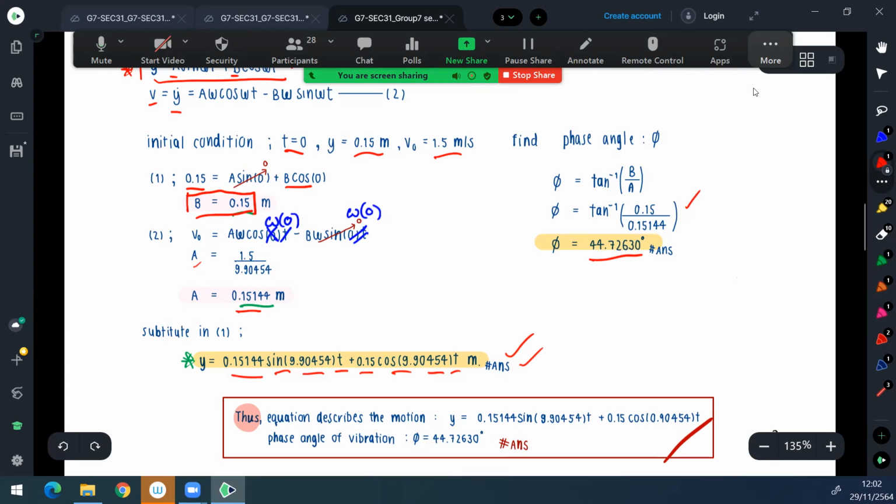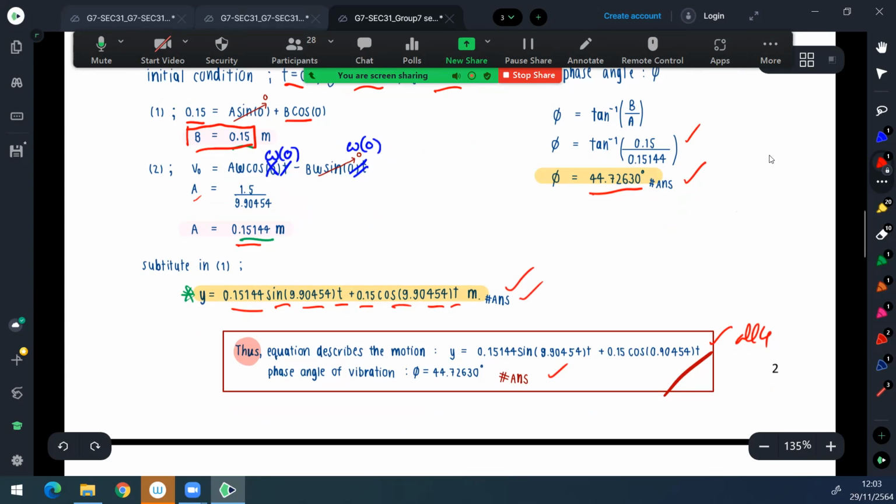At this stage, you can answer this in degrees: 44.72630 degree. If the solution is like this, that's it, all right. That is all for this step. But for some cases, you may answer with the alternative solution, which means you would like to determine the amplitude also. That is the square root of A square plus B square, right?